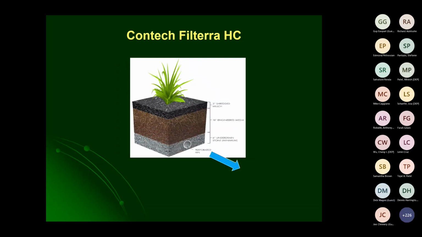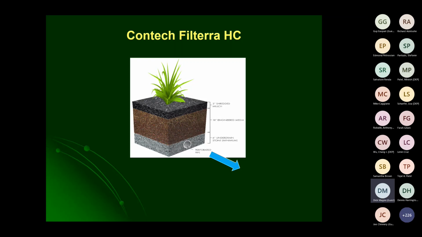Next slide. This gives you, for this particular thing, you see here, there's a shredded mulch on the top. There is an engineered media, which is engineered predominantly to remove the sediment. And then you typically have a gravel media on the bottom and a perforated pipe.